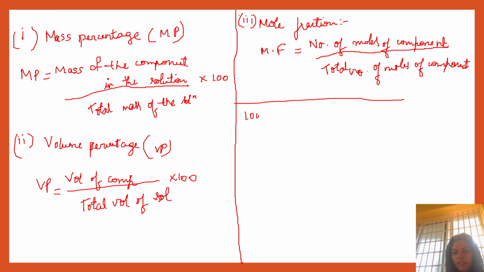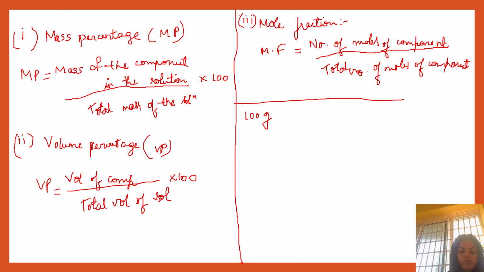We have to assume 100 gram of solution. One can start with any amount of solution because the result obtained will be the same. You can start with 1000, 100, anything. The solution will contain 20 gram of ethylene glycol. Why 20 gram? In 100, 20% means 20 gram, right?